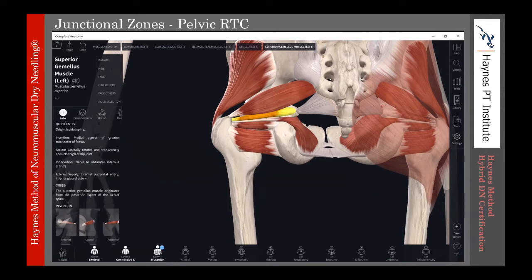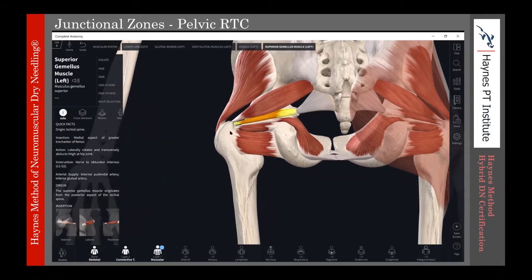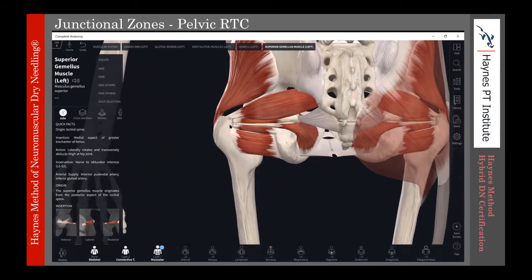The origin is on the ischial spine of the pelvis, and then it inserts very, very similarly to the greater trochanter, just inferior to the piriformis. And its action is lateral rotation and transverse abduction of the thigh at the hip joint.